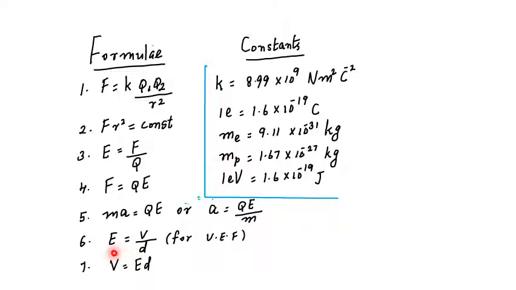Next is the equation for electric field. E is equal to V over d for a uniform electric field, where V is the potential difference between the plates and d is the distance between them. And by rearranging the same, we get V is equal to E times d. And these are the constants we have from this chapter: Coulomb's constant, charge of an electron, mass of an electron, mass of a proton, and the conversion between the units of energy, electron volt and joules.